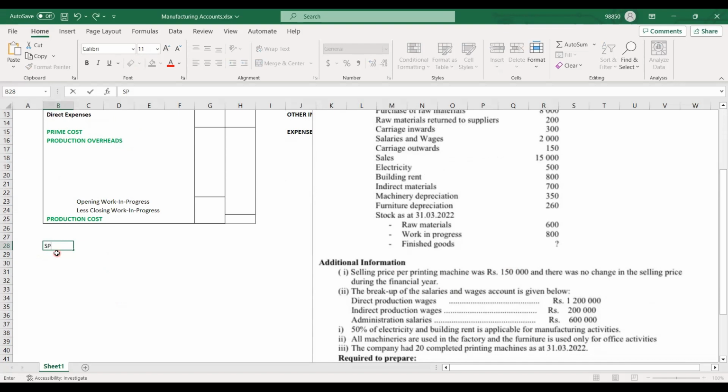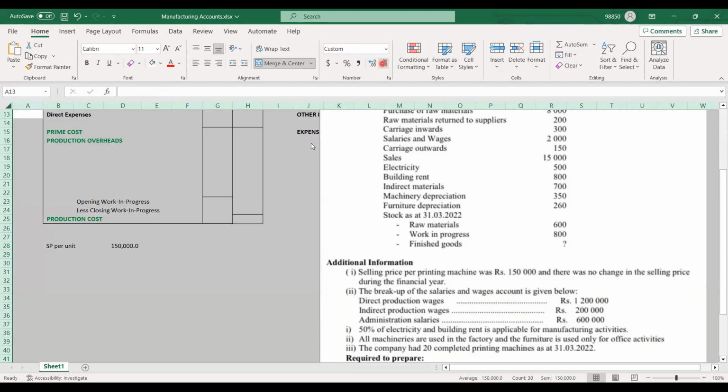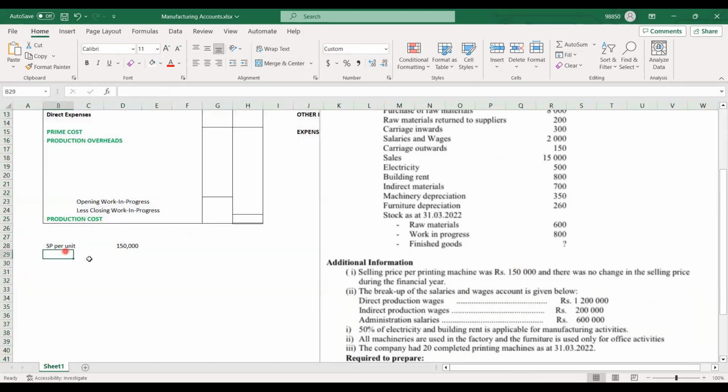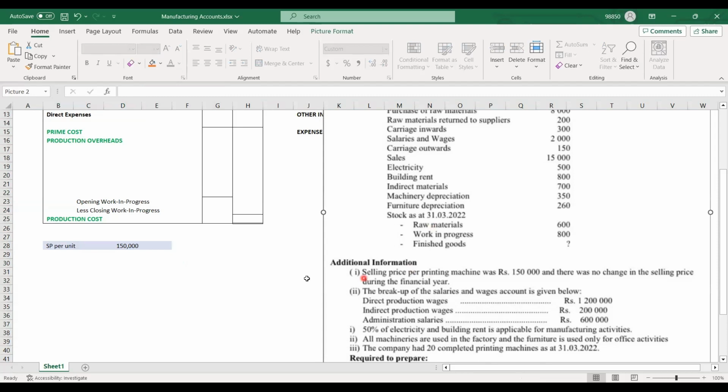Selling price per unit is 150,000. There was no change in the selling price during the financial year. Okay. So we'll just leave that here and I'll color it so that I don't forget, because it's suspicious when they give you information and there's nothing to do yet, right? So we'll keep that there. And we'll move on to the second one.